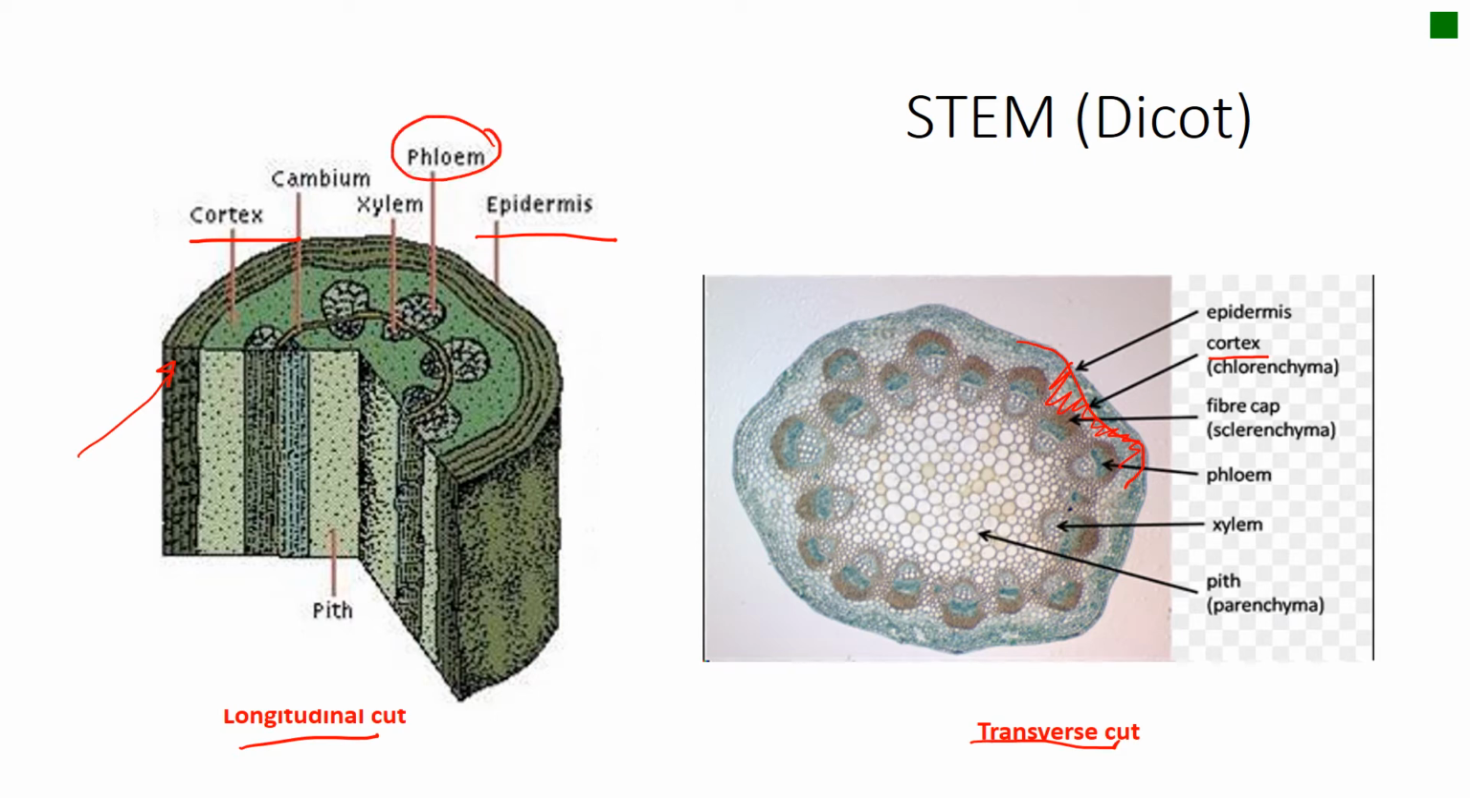Right? So like in the roots, the xylem is at the center. The same thing also happens for the plant. The phloem can be found first, right? So these are the phloem from longitudinal cut, and in the cross section you can see it here, the phloem. Okay, phloem.